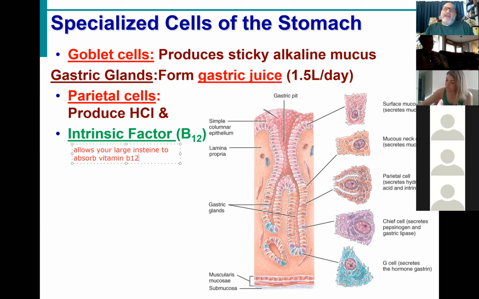Remember way back in ancient times when we were studying the cardiovascular system, we talked about how red blood cells only last for about 100 to 120 days. So it is vitally important that we keep making red blood cells to replace all the ones that die. And to do that, we have to have B12. And so the one thing your stomach does that you can't live without is this intrinsic factor.